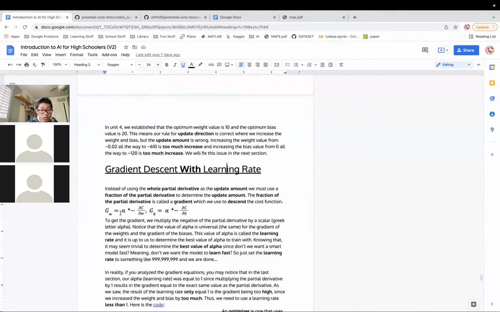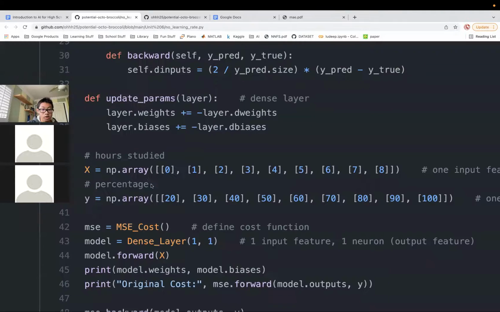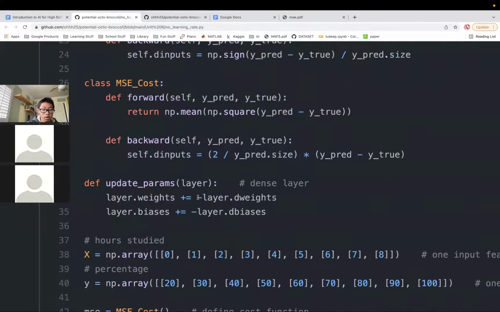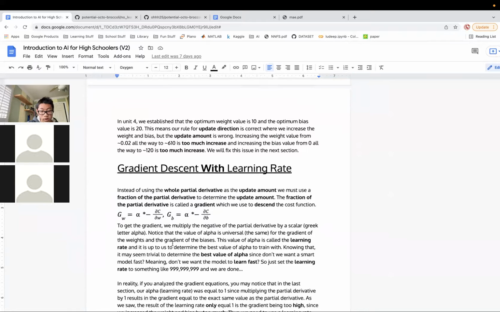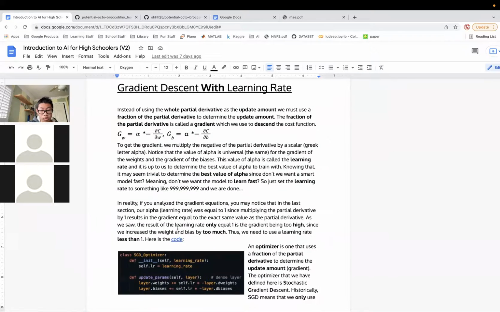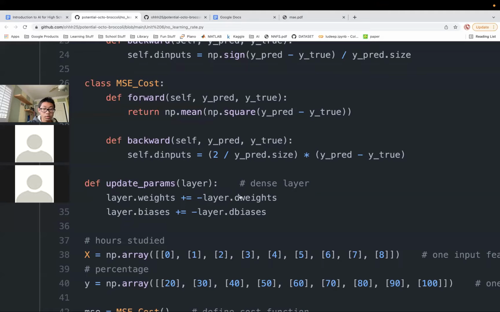So learning rate, if you take the gradient, the gradient is going to be how much you update. So you remember this update function over here? We're gonna multiply this by some constant, okay? This constant is gonna be called alpha, which is the learning rate, okay?